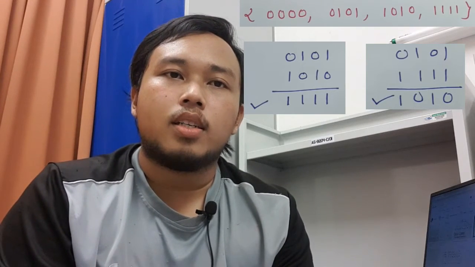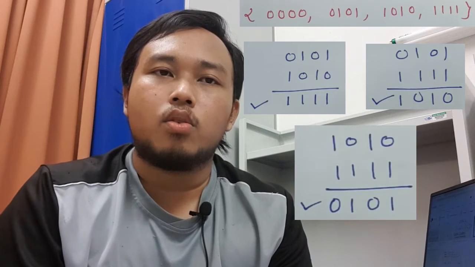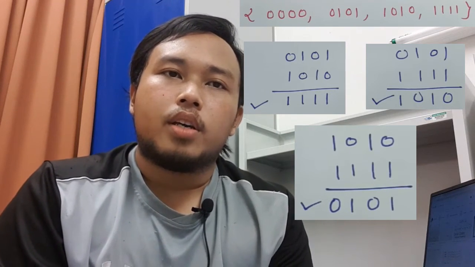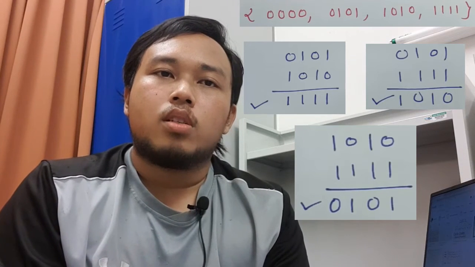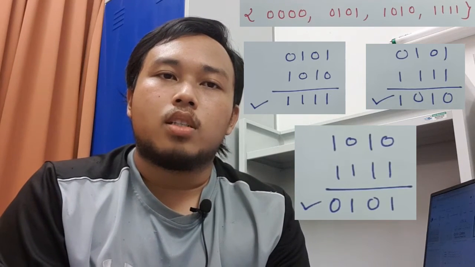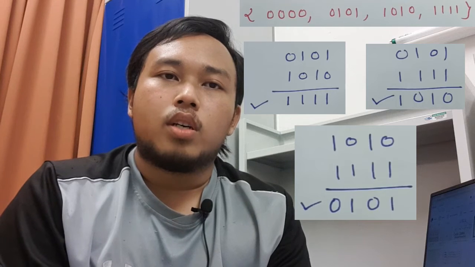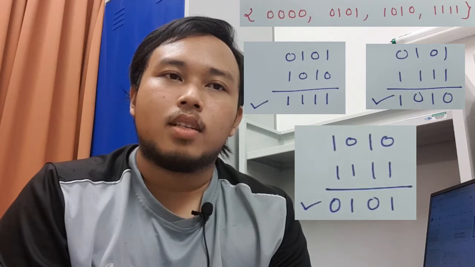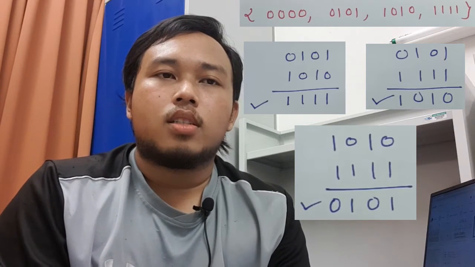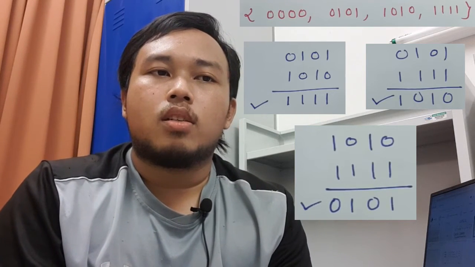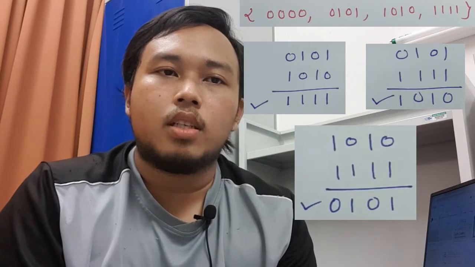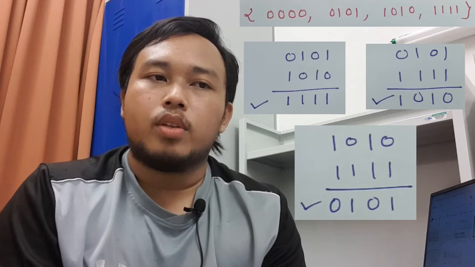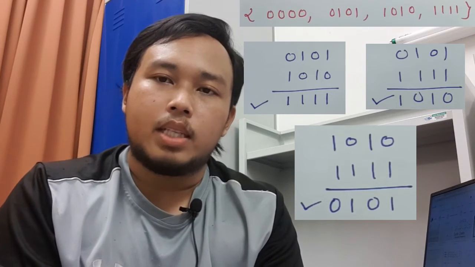So for the last one, 1010 plus 1111. Okay, 1 plus 1 is equal to 0, 0 plus 1 is equal to 1, 1 plus 1 is equal to 0, 0 plus 1 is equal to 1. So all the resultant codes actually follow the property of linearity. So next, same as before, we need to check the shifting property.